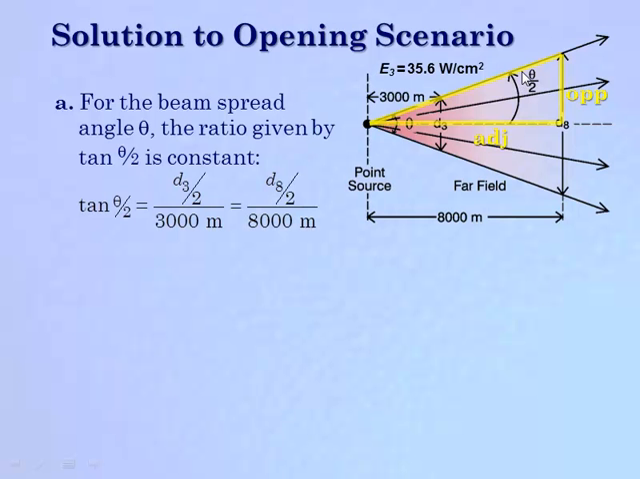And the tangent of that angle equals the opposite side of the triangle over the adjacent side, the side that's adjacent to the angle. So we set up that proportion here: the ratio of those two sides is always going to be, for example, for the small triangle, d3 over 2, half of d3, divided by the adjacent side, which is 3,000 meters. Or for the big triangle, d8 over 2, half of that, divided by this distance, which is the 8,000 meters.